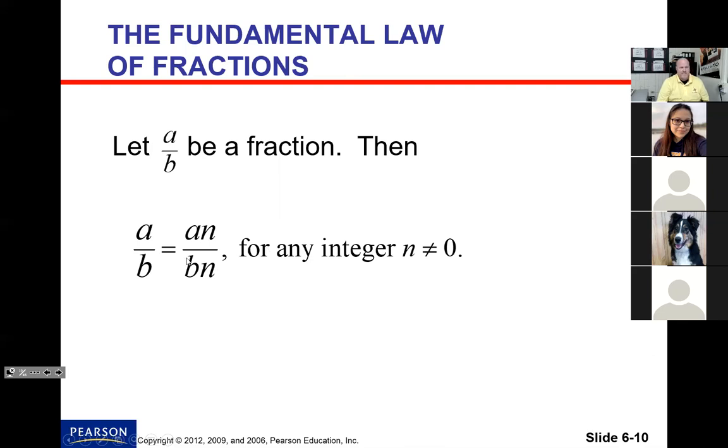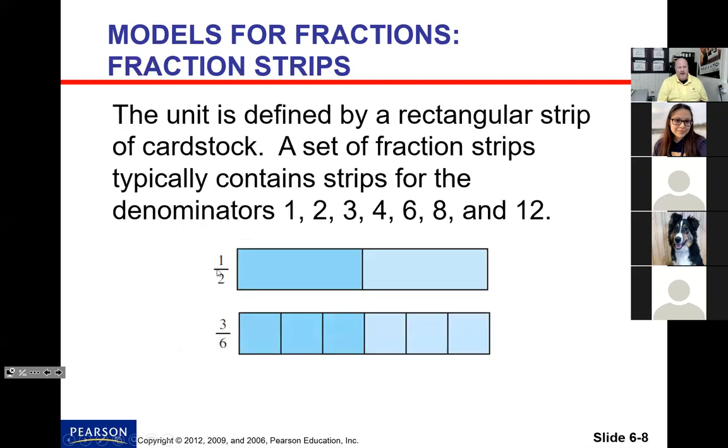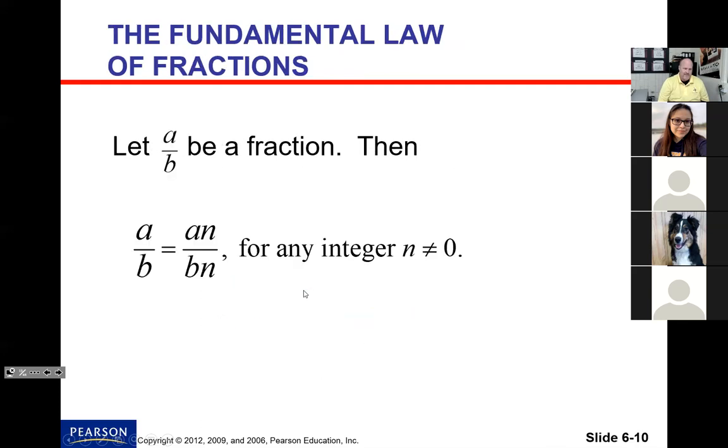So for instance, if I had 1/2, and I multiply both the numerator and the denominator by 3, I end up with 3/6. Oh yeah, see, it works, right? And this kind of gets into the basis of when you have to add fractions, when you have to find common denominators and stuff like that. We're going to get into that.